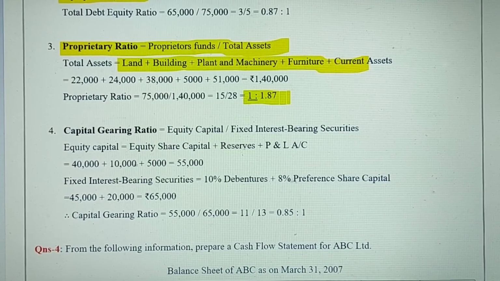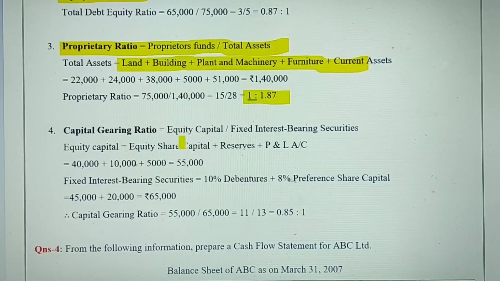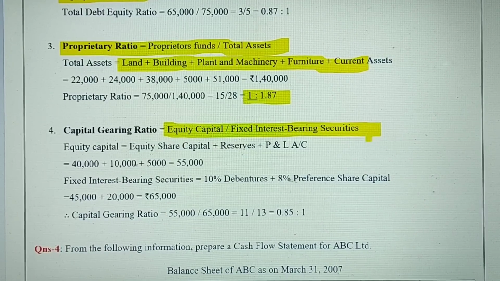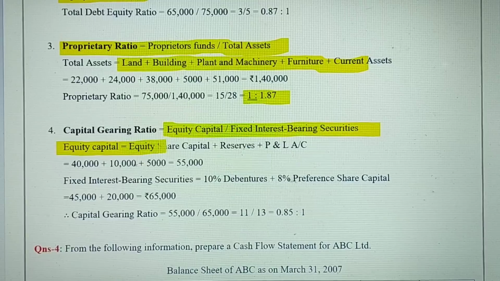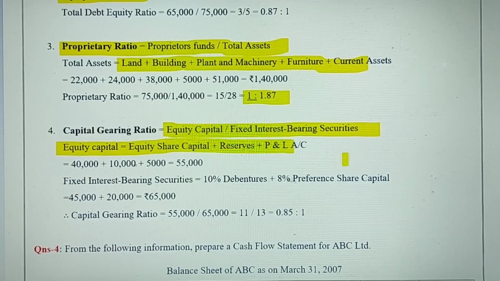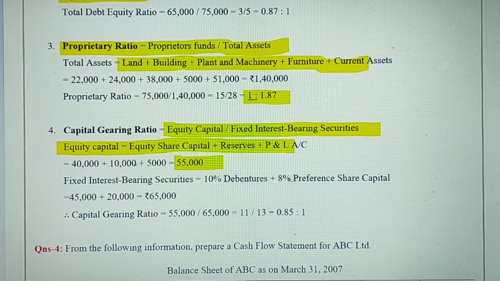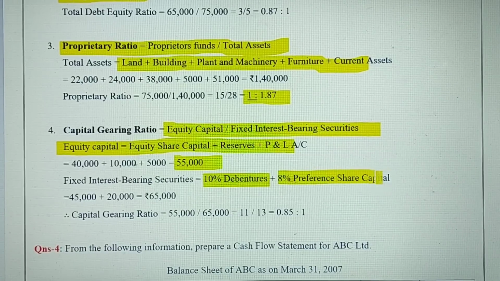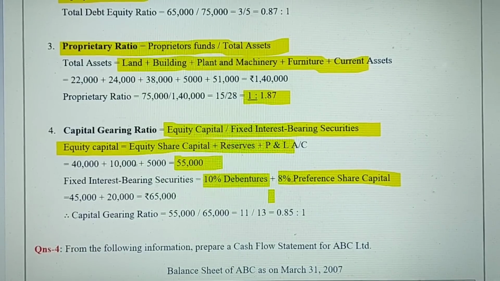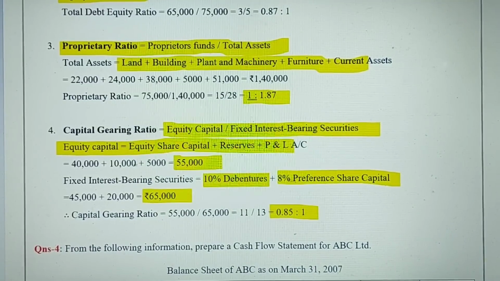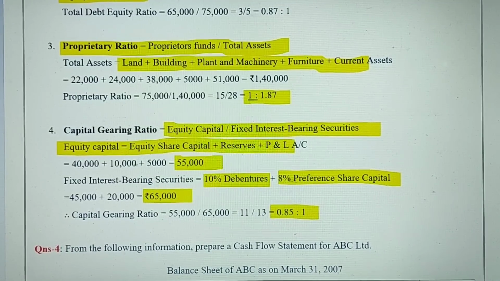So capital gearing ratio, again one more, the formula is equity capital divided by fixed interest bearing securities. To calculate equity capital, again equity share capital plus reserves plus profit and loss account credit balance. So when you add all this, you get this 55,000. And fixed interest bearing securities are debentures, then preference share capital. So you just need to add them, so you get this, and divide to get the answer. So this is how you have to calculate all the leverages.